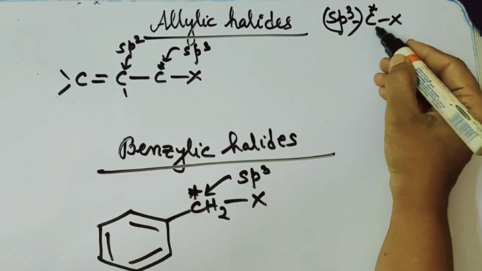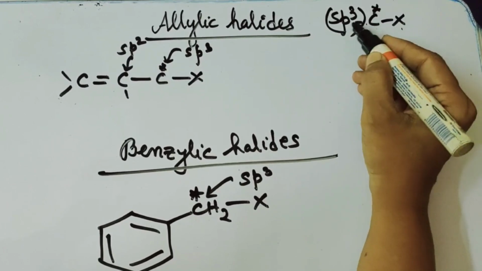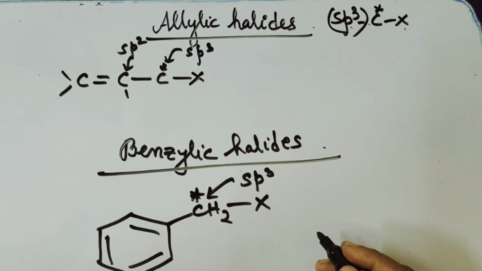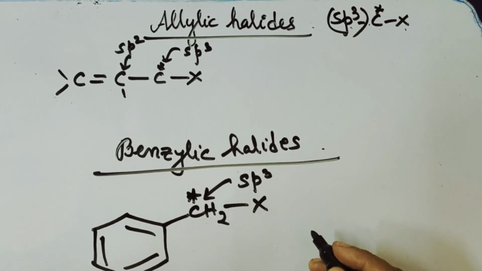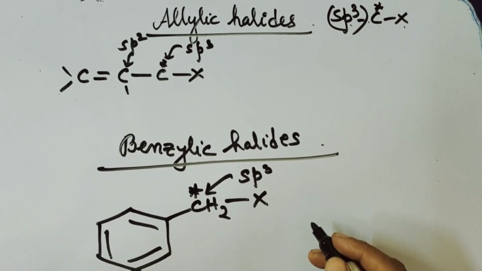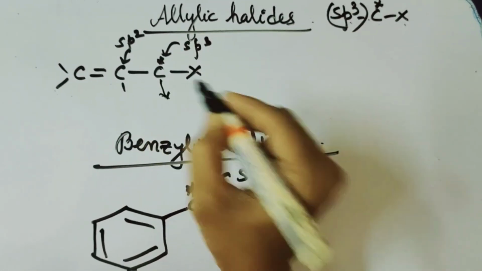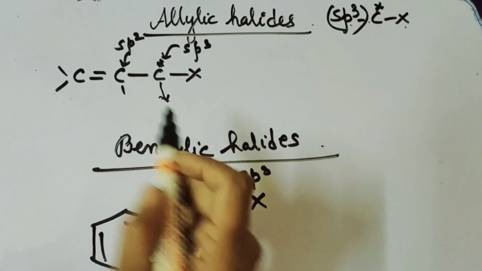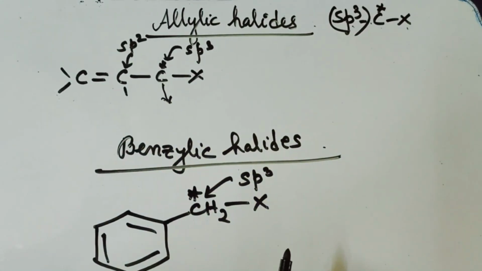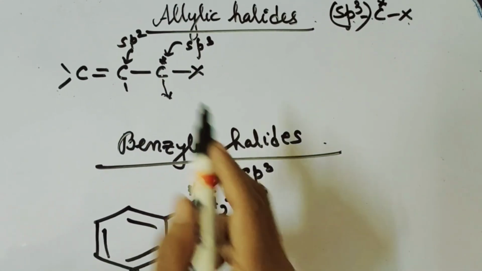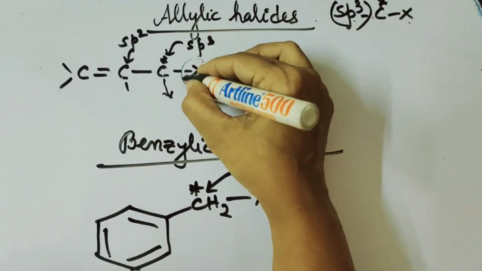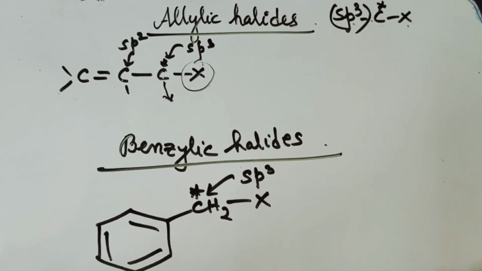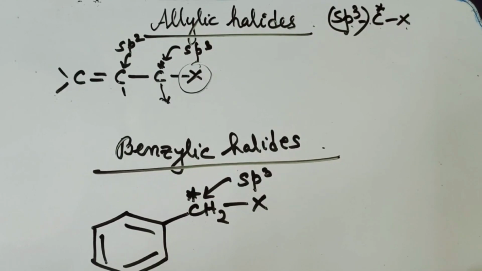Next, the carbon atom to which halogen is attached is sp3. Under that, we have two more classifications. One is allylic halide. Now, allylic is a position. How to identify the position? This is the allylic position. That means this carbon will be sp3 hybridized and it will be attached directly to some sp2 carbon. So when to this position there is a halogen atom attached, it is known as allylic halide. That means halogen atom is attached to allylic position.